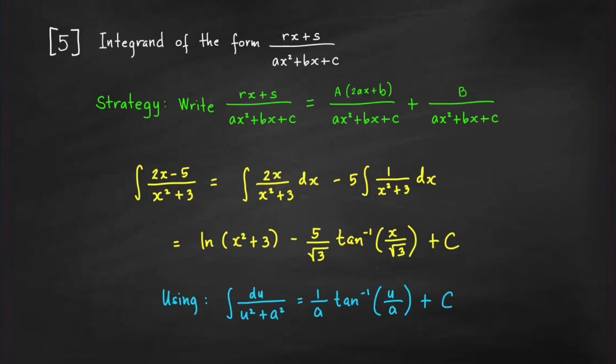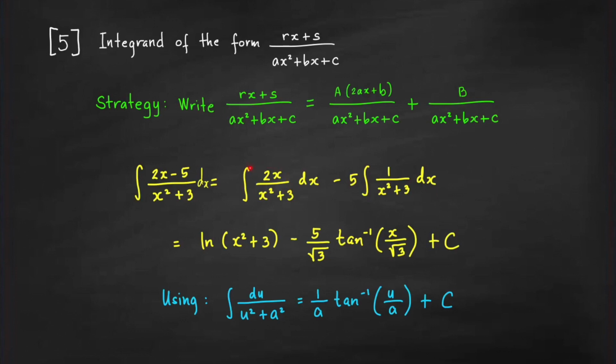So here, if you're given integral of 2x minus 5, so you have here the dx, of course, all over x squared plus 3. So we can write it down as, again, the derivative of this one is just 2x, which is exactly the same as this one. So we can write it as the integral of this expression minus 5 integral of 1 over x squared plus 3 dx.